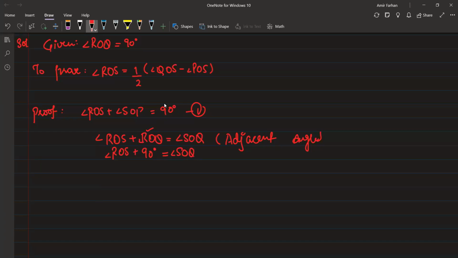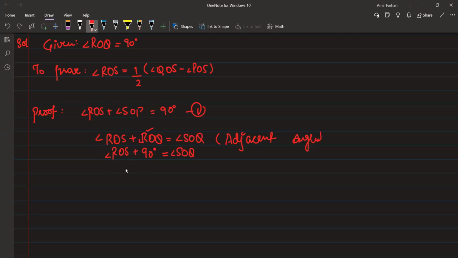Now this equation has 90 on the right hand side. Can I also make the other equation like this so that I can equate both equations? If I need to equate, the right hand side should also have 90 degrees. Yes or no? Yes.